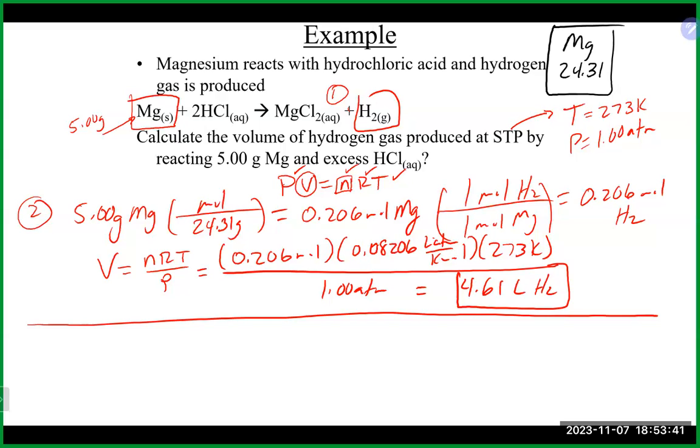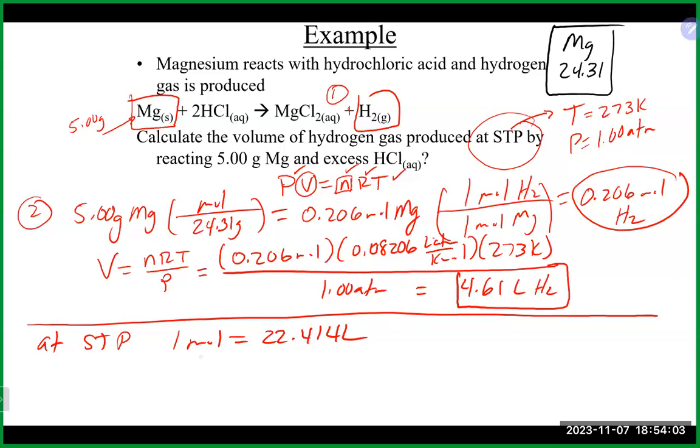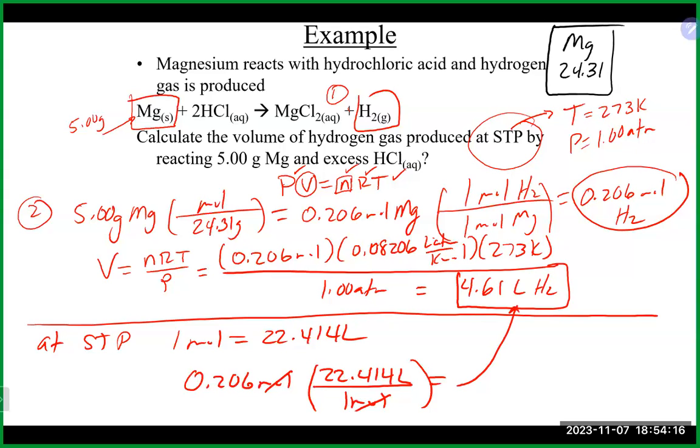Could I have solved this a different way? I could have in this case because we were at STP. This is a situation where you could have used that conversion we saw that at STP, 1 mole of any gas will be 22.414 liters, which means you really could have picked it up right about there. Once you got that number, you could have just used that conversion factor of 22.414 liters is 1 mole. Moles will cancel and it will get you there as well.